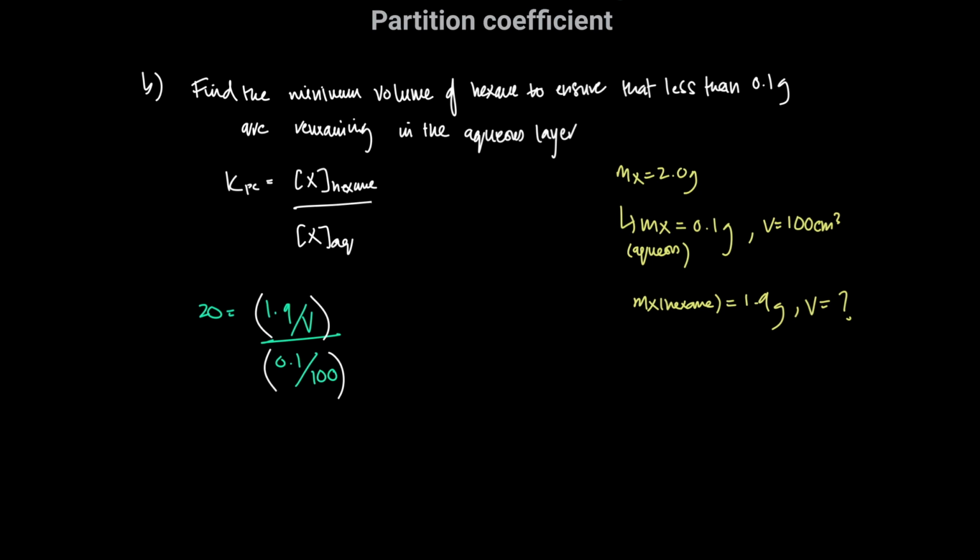You get 20 times 0.1 over 100 is equal to 1.9 over V. So here you get 0.02, multiply V on both sides, you have 0.02 V is equal to 1.9. This gives us V as 95 centimeter cube. So that is our answer.